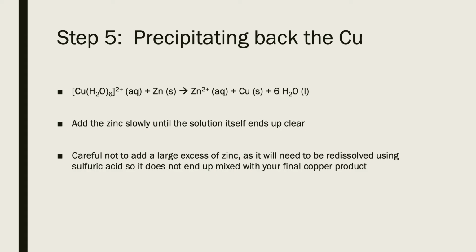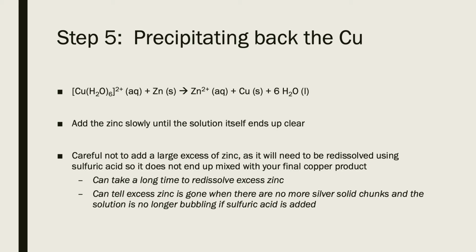And to redissolve the zinc, you have to add sulfuric acid, and that step actually takes a little while to do. It can take a really long time to dissolve excess zinc with sulfuric acid. But you should be able to tell that the excess zinc is gone if you add a little bit of sulfuric acid and it doesn't bubble anymore, and if you don't see any solid silver chunks floating anywhere in the solution. So we want the solution to be clear, and we don't want to see a bunch of silver chunks bubbling around from the sulfuric acid that's in the solution. That's what we want to look for in this step to know that it's actually done.